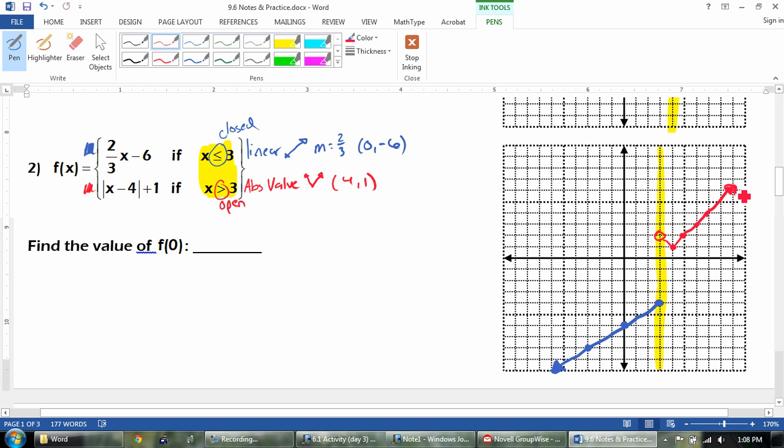So we're just kind of looking at pieces of each function. So find the value of f of 0. Well, at f of 0, our graph is at -6.